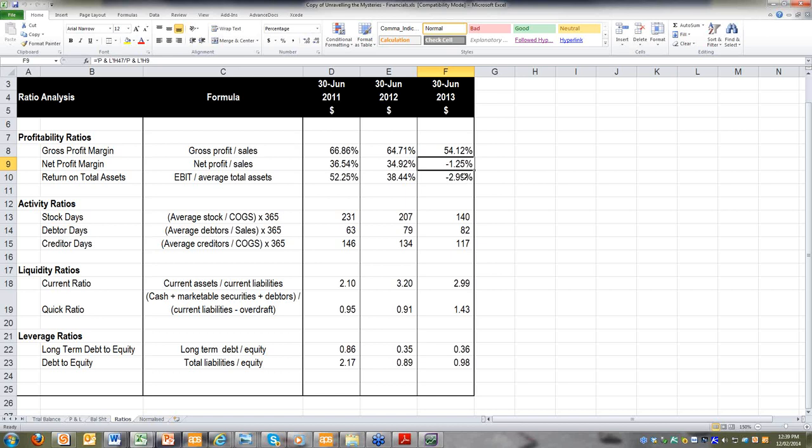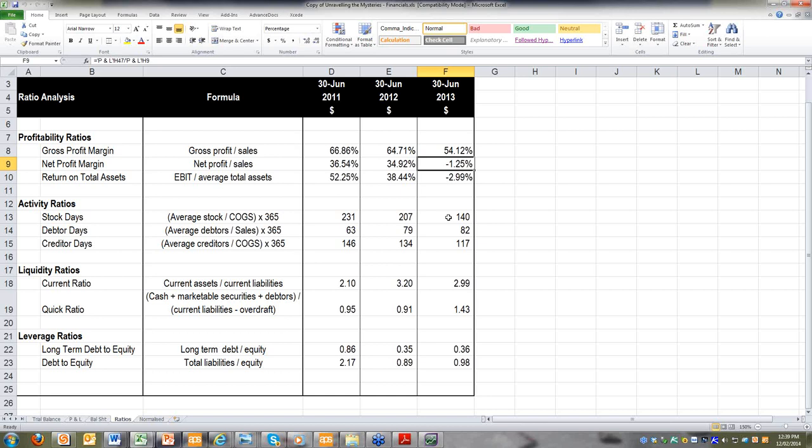The activity ratios are extremely important. The activity ratios tell us how long it takes to do something. So for stock days, how long does it physically take to turn over the stock in our warehouse? Debtor days, how long does it physically take to collect our debtors, and creditors, how long it physically takes to pay? Now, stock days, we can see stocks decreasing from 231 to 207 to 140. And again, given our Woolworths principle, I would have thought that would have increased, given that we're now selling a greater volume of stock.